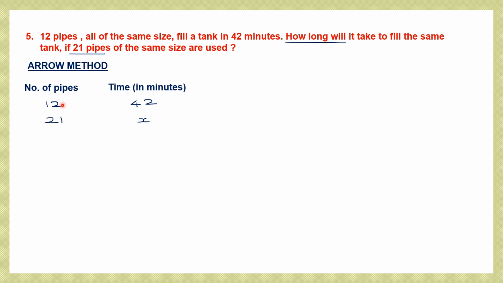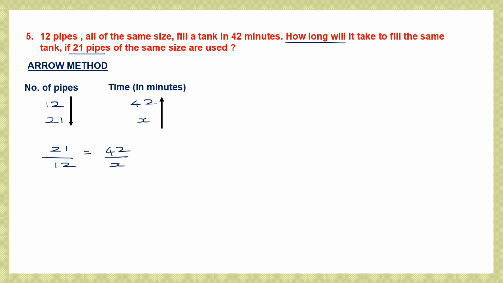So here, when the number of pipes has increased, the time is going to be less. So that means this is an inverse variation. So the arrow marks should be in opposite direction. So we have one arrow mark coming this way and we have the other arrow mark going the other way. Again, to make our equation, see which is close to the arrowhead. That should be the numerator of your fraction. So 21 by x is equal to, again close to the arrowhead is 42, so 42 by 12.